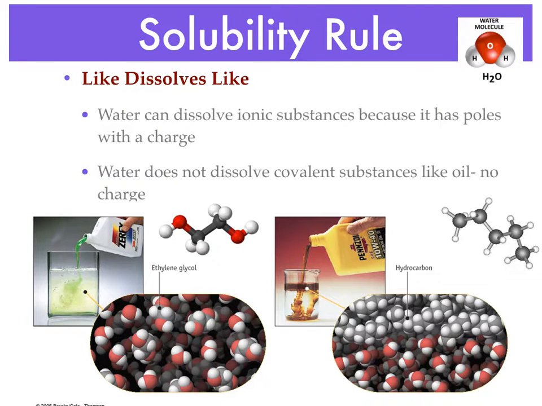Solubility rule: like dissolves like. So water can dissolve ionic substances because it has poles with a charge. It does not dissolve covalent substances like oil because there is no charge. There has to be a drive for it to want to go from one side to the other side.